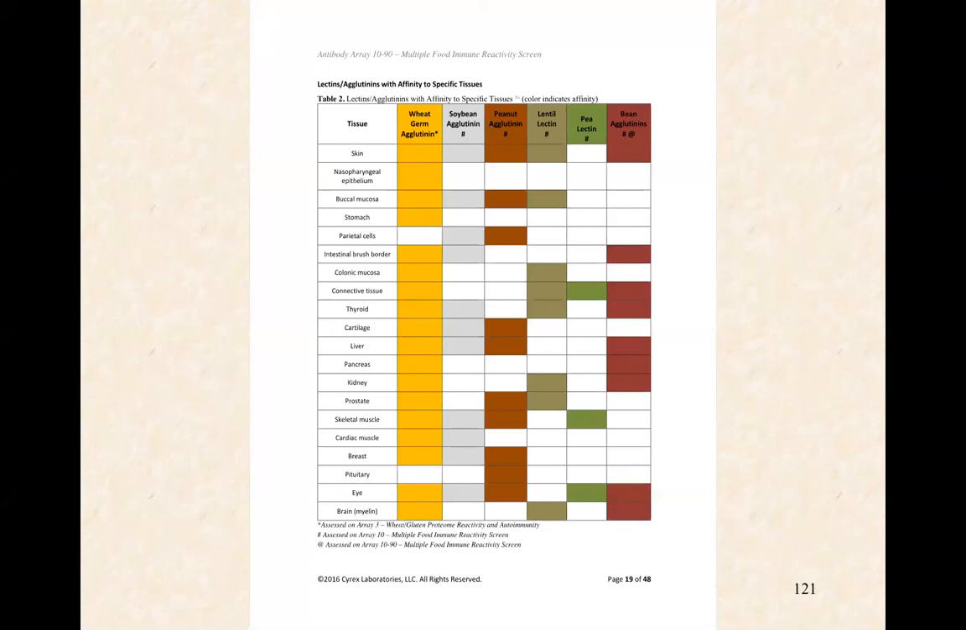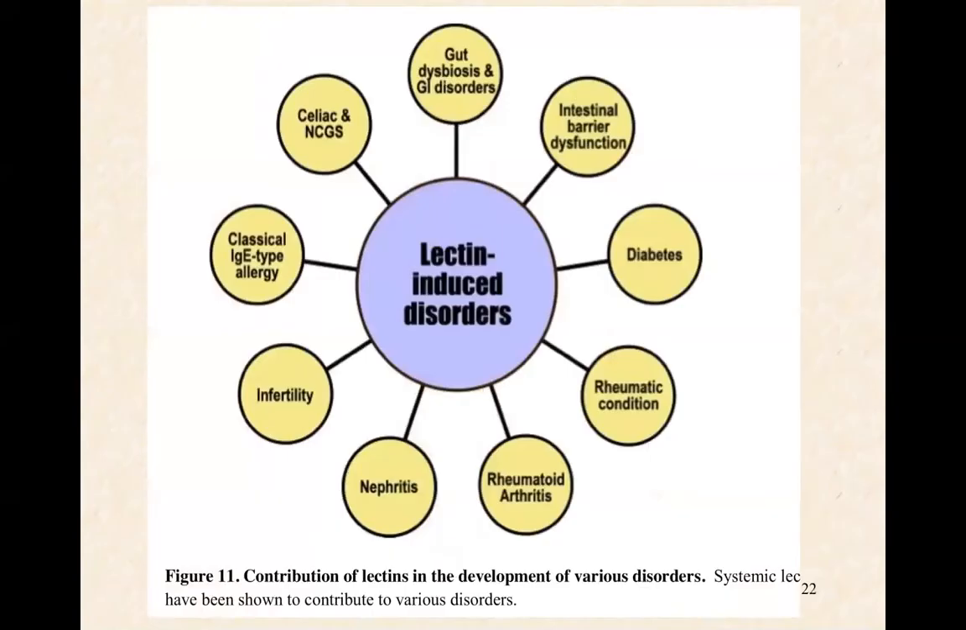This is why some people do great on a lectin-free diet. And when you do the wheat zoomer, if they come back positive to wheat germ agglutinins, that strongly suggests you want to put them on a lectin-free diet, not just a wheat-free diet. And here are some of the lectin-induced disorders that are well referenced in the medical literature.